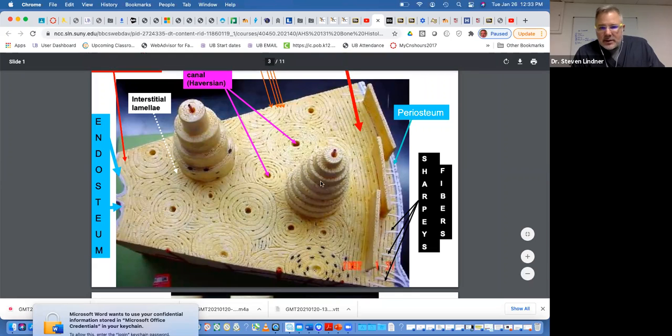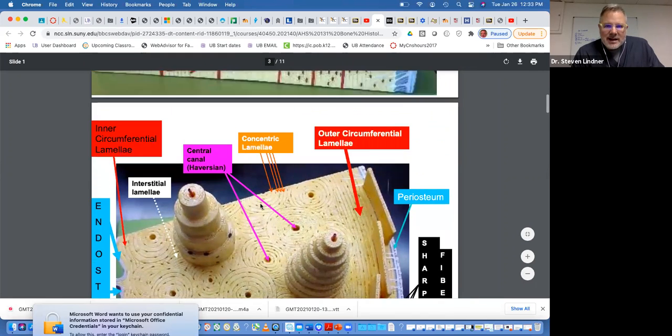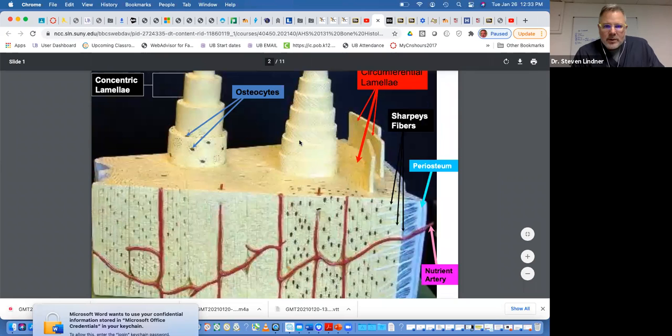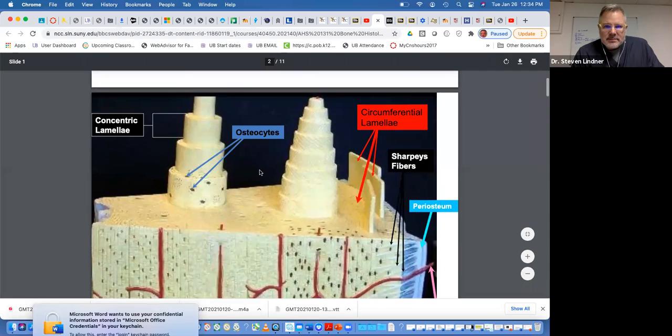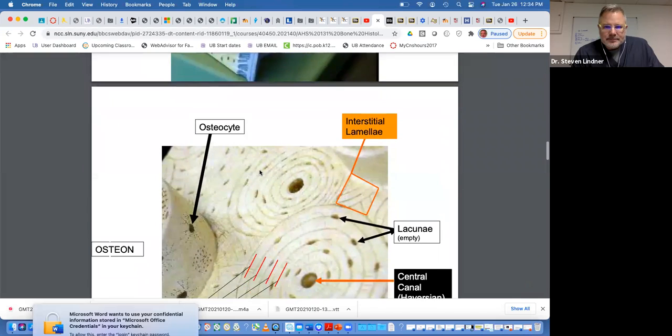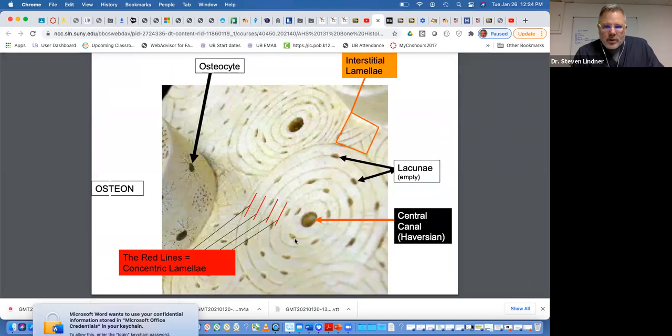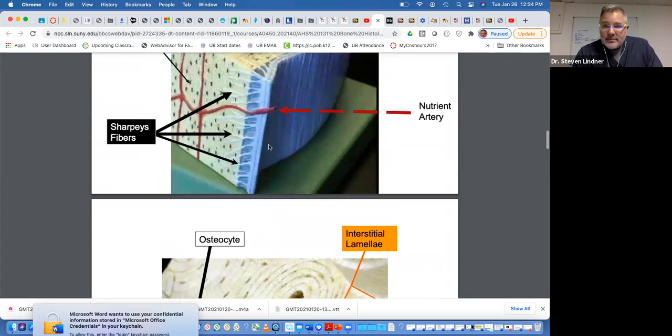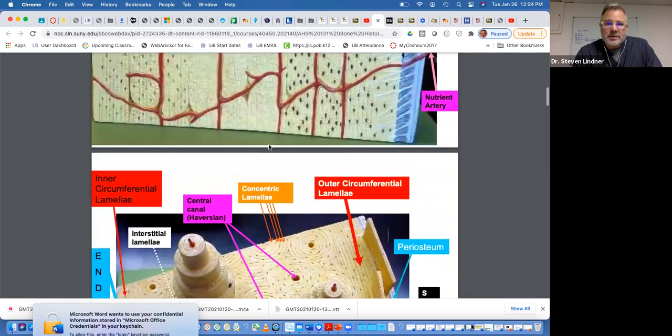All of these that look like a wedding cake, all of these is another osteon. This entire wedding cake is an osteon. All of these are different osteons. Okay, see if we could show you another one. All of these are individual osteons. Now, there are different parts to each osteon. So let me show you what some of those parts are.